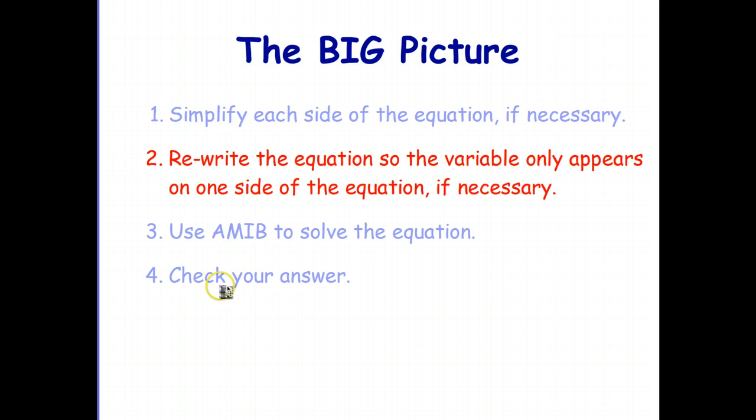We've already done step 3 and step 4 using AMIB to solve the equation and checking the answer. But sometimes the variable or the unknown appears on two sides of the equation. So before we start to solve the equation using AMIB, we're going to have to rewrite the equation so the variable only appears on one side of the equation, either the left side or the right side. So let's show you how this is done.